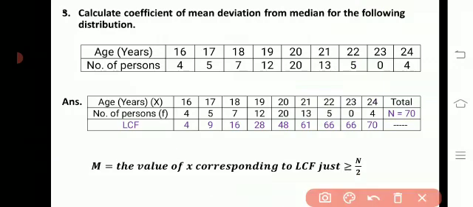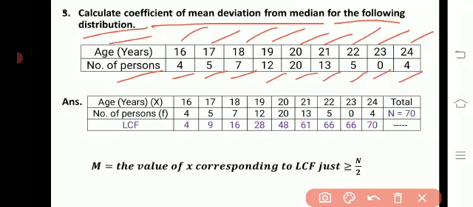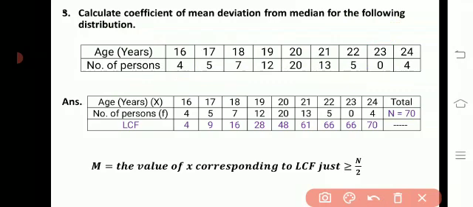Similarly we will solve one more example. Calculate coefficient of mean deviation from median for the following distribution. Here we have the data: age in years and number of persons. The ages are 16, 17, 18, 19, 20, 21, 22, 23, 24, and the corresponding number of persons are 4, 5, 7, 20, 12, 20, 13, 5, 0 and 4. Now to calculate median we require the less than cumulative frequency.